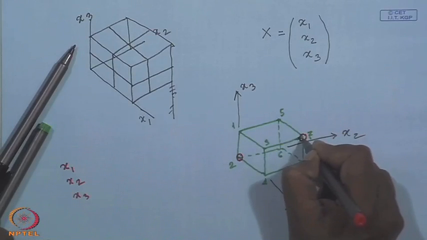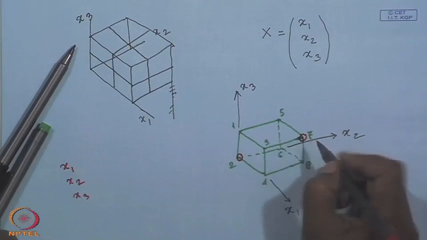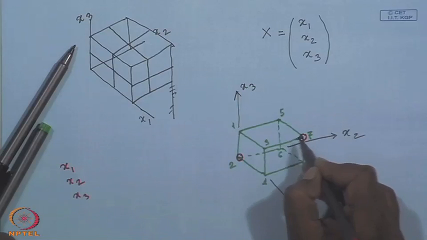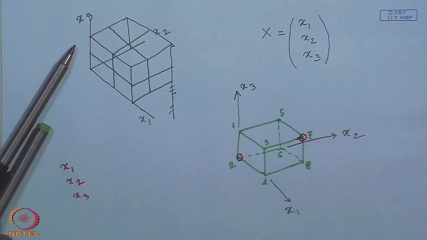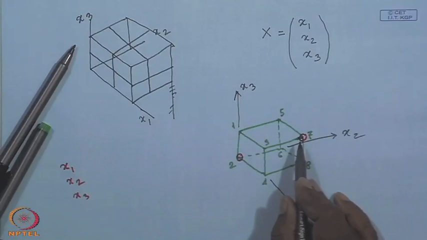Similarly, for this vertex, you will find that x 1 component is the maximum of x 1 components of all the 8 vertices. X 2 component will also be the maximum of x 2 components of all the 8 vertices, x 3 component will also be the maximum of x 3 components of all the 8 vertices.